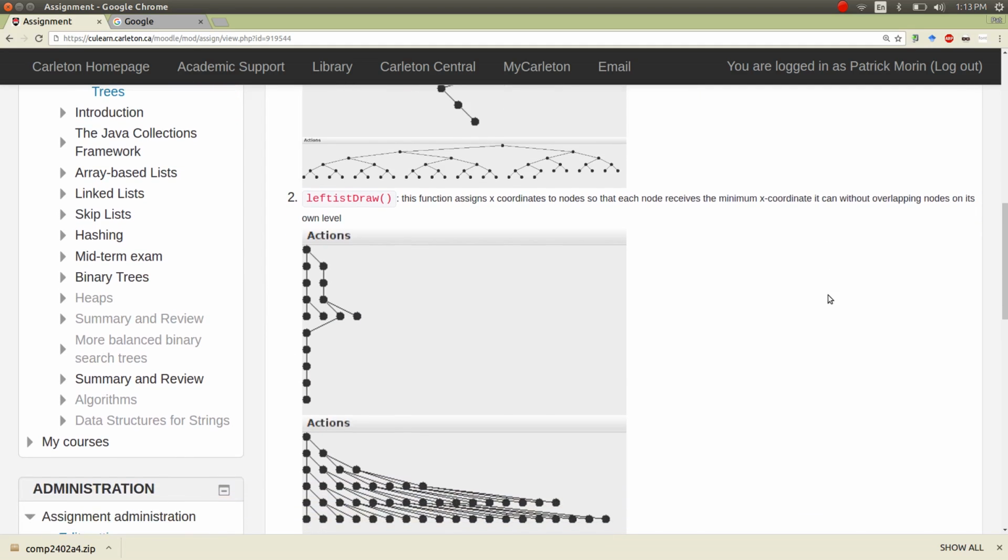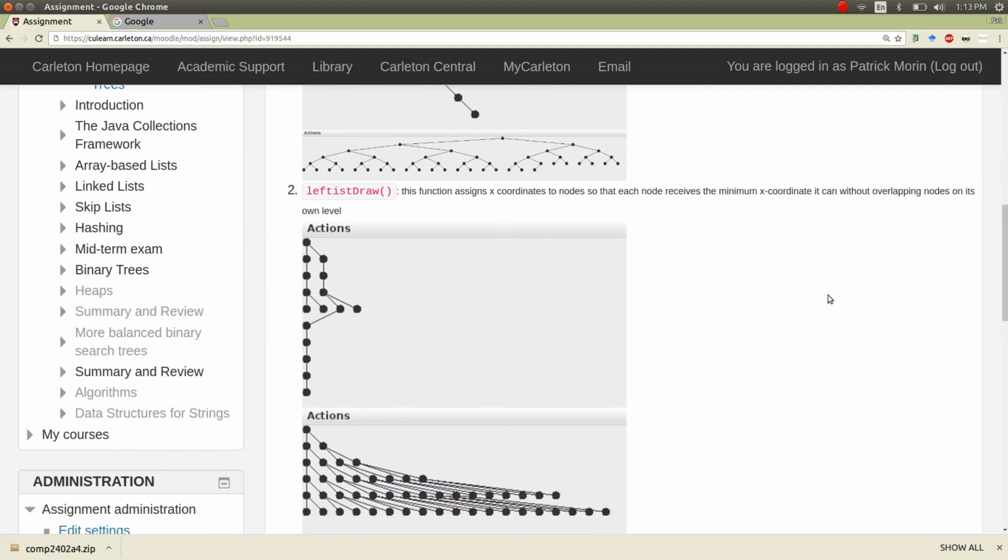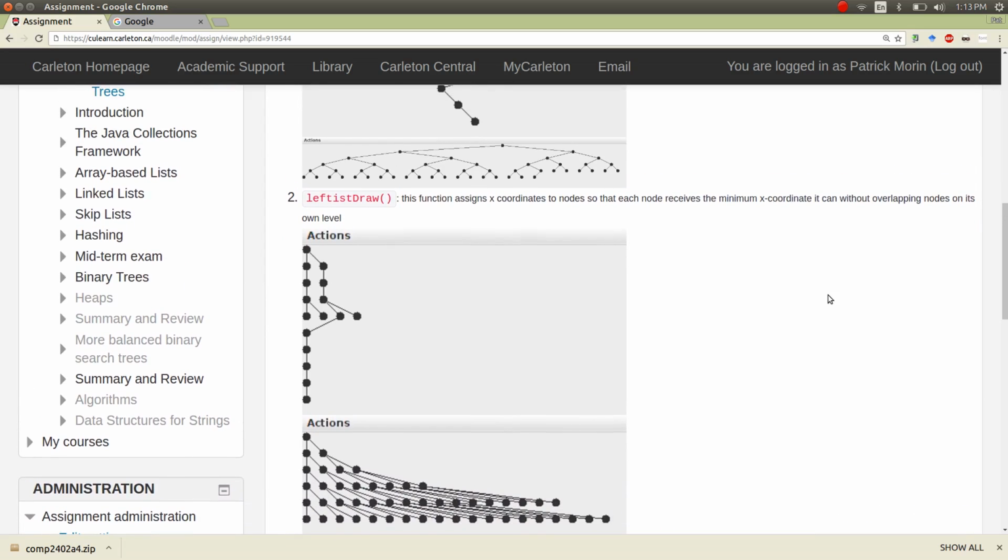Okay, so that's the first one. That's called in-order draw. The next one is called leftist draw. So what does leftist draw do? The y-coordinates are assigned the same way as the previous one. So the y-coordinates are just the distance from the root of the tree. The x-coordinates, on the other hand, are packed in basically as small as possible without two nodes getting assigned the same x-coordinate.